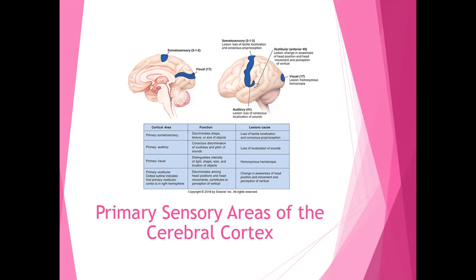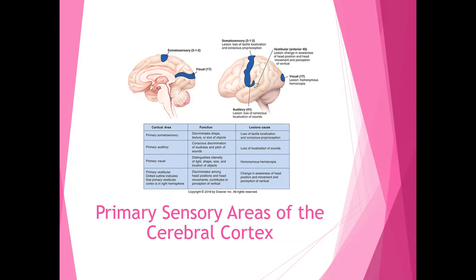The primary visual cortex distinguishes the intensity of light, the shape, size, and location of objects. If you have a lesion in one side or the other of the primary visual cortex, you will have homonymous hemianopia. So that's where you lose half of your visual field in each eye. You can imagine if you had a stroke in that area, that's what it would cause. Middle cerebral artery strokes often affect this area.